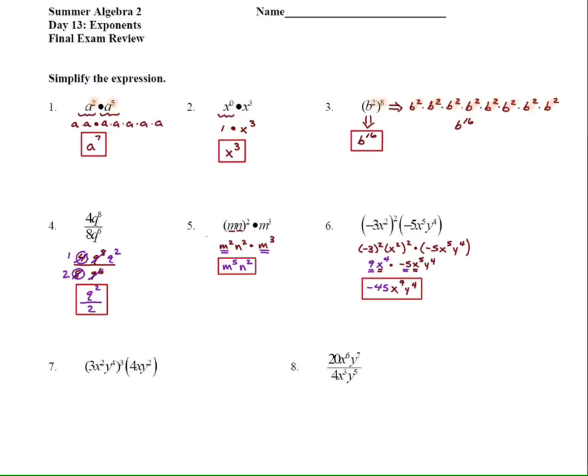Number 7, similar. I'm going to handle that quantity raised to the third power first. So I'm going to take everything in that first set of parentheses and raise it to the third power. And then that'll eventually be multiplied by 4xy squared. So then 3 cubed is 27. X squared cubed is x to the sixth.